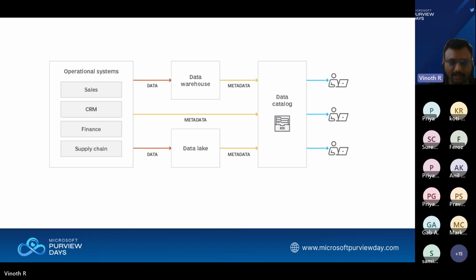Instead of doing their own analysis, they can just go into Purview and search whether any data is already available for this kind of analysis. Let's say they search for state-wise users. Let's say there is a column called state-wise user count that the user service has in their data warehouse.